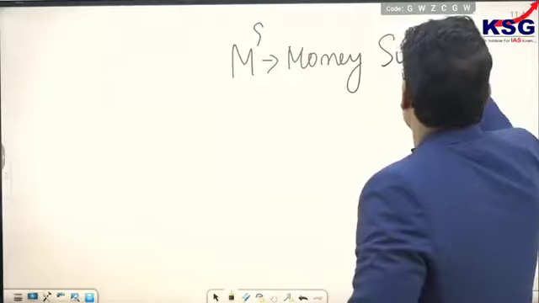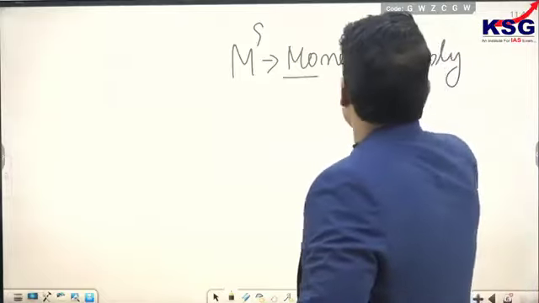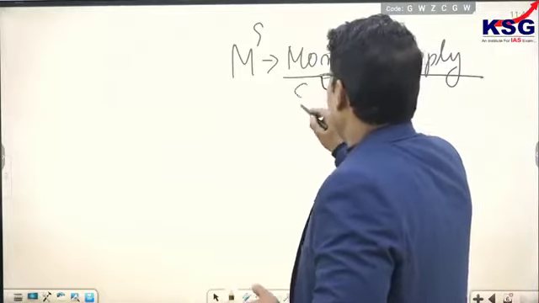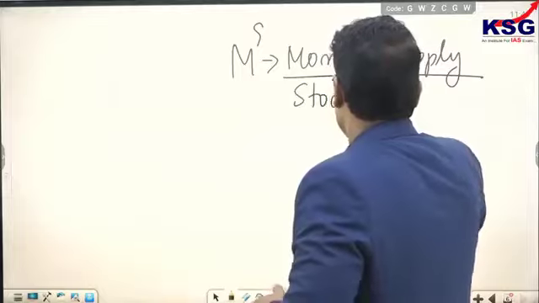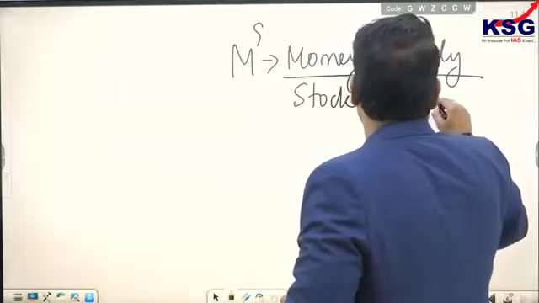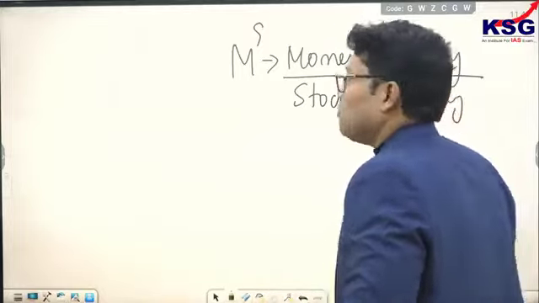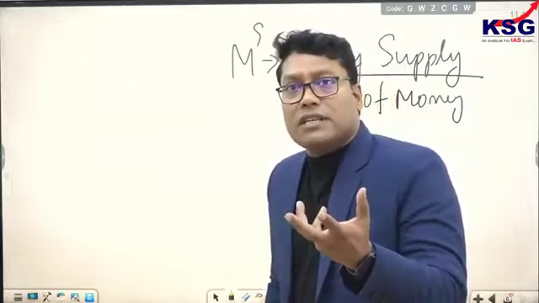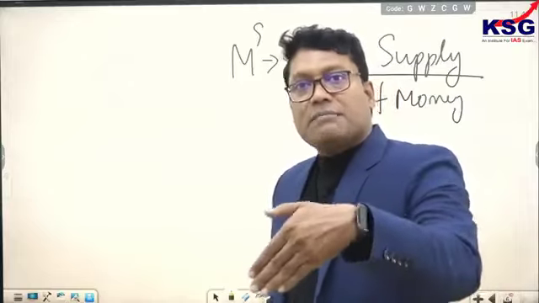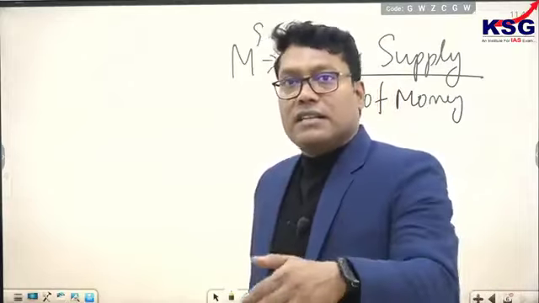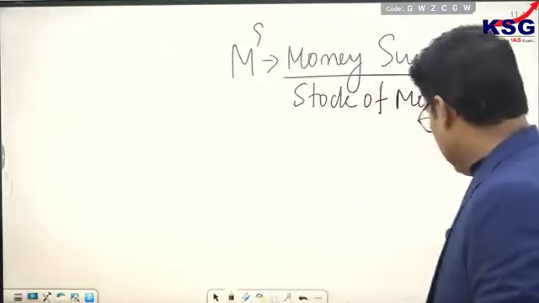MS stands for money supply, and money supply is also known as stock of money. Stock of money means we measure at a point of time, and money itself is known as liquidity. So an increase in money supply, you can also say, is an increase in liquidity.